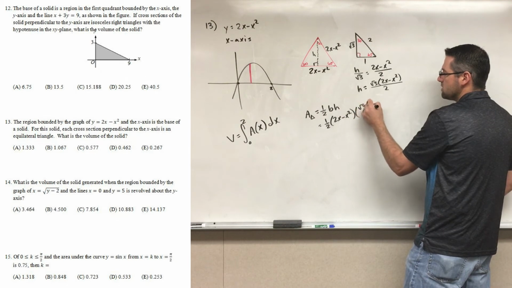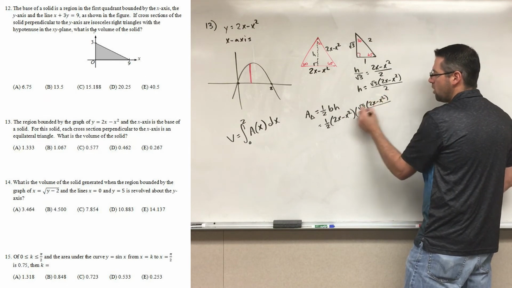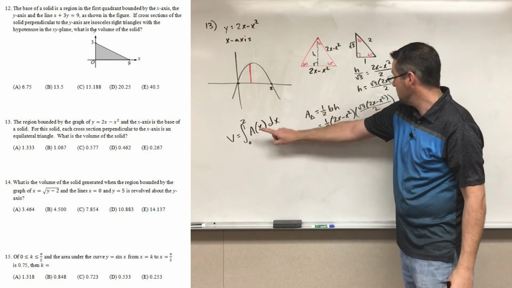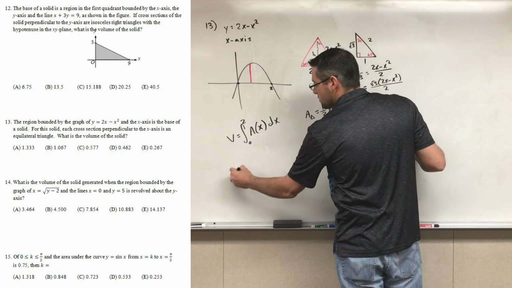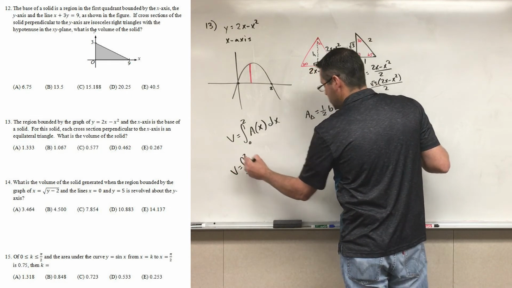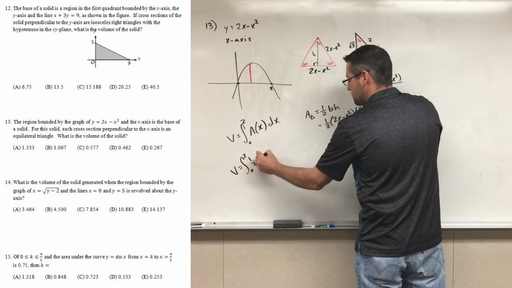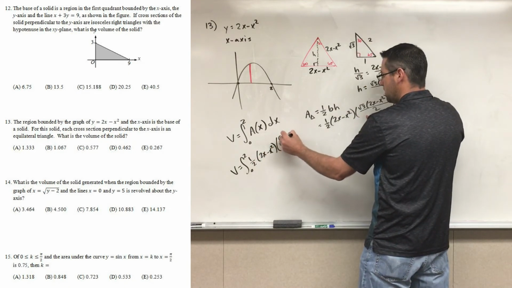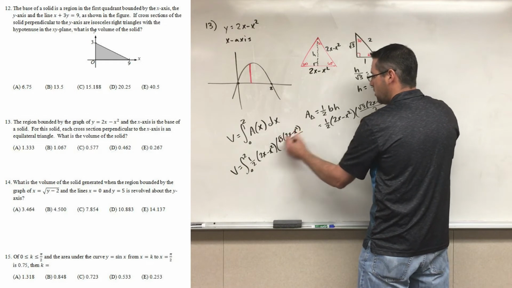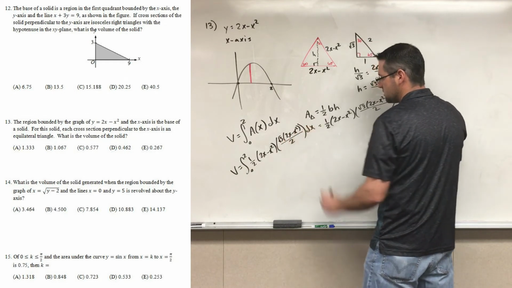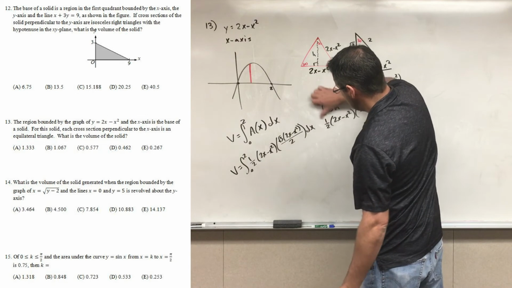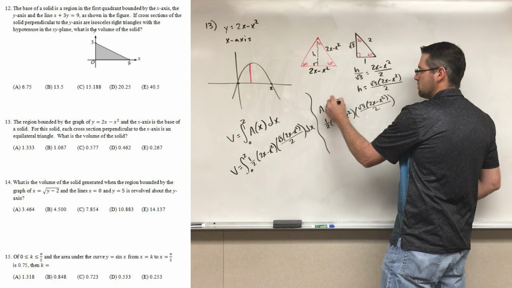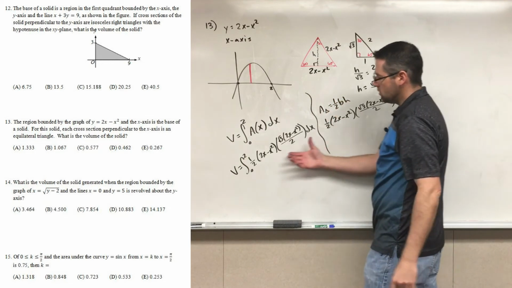Because that's my height, I can plug it into my area function. So I got rad 3 times 2x minus x squared all over 2. And that is my area equation, which means I can plug it in to my integral expression. So I got the integral from 0 to 2 of 1/2 of 2x minus x squared times rad 3 of 2x minus x squared all over 2, and then dx. Get this out of the way here. Okay. So area of the triangle, 1/2 base times height.